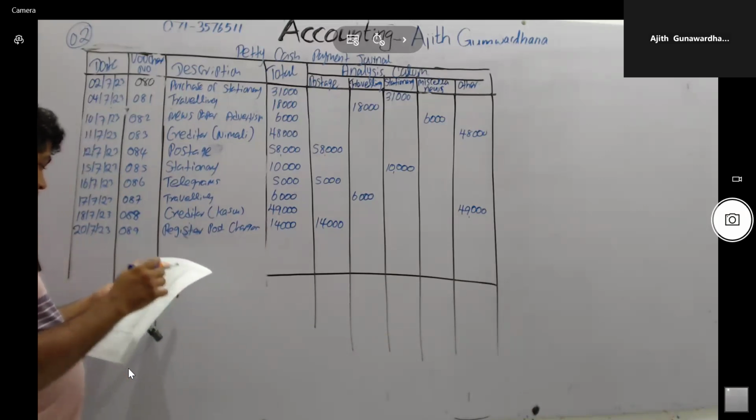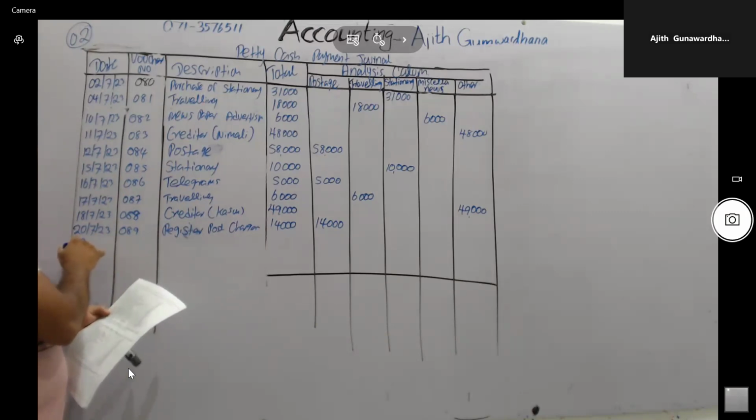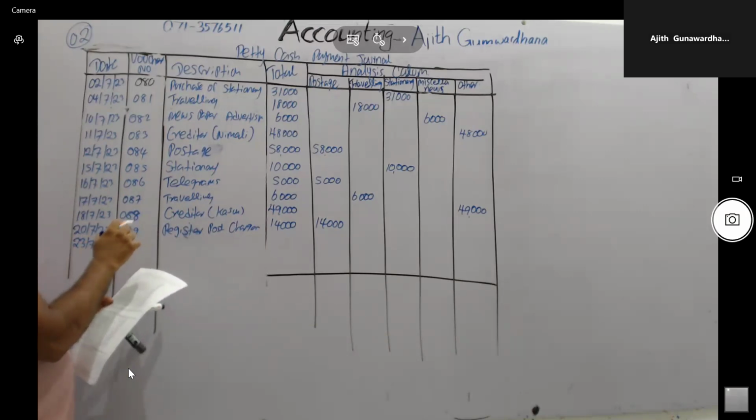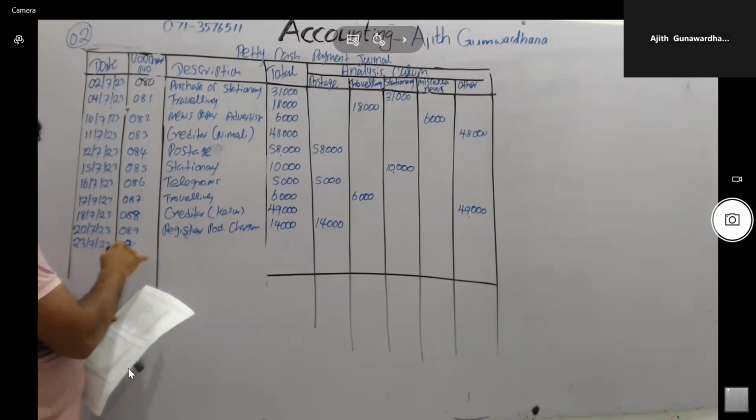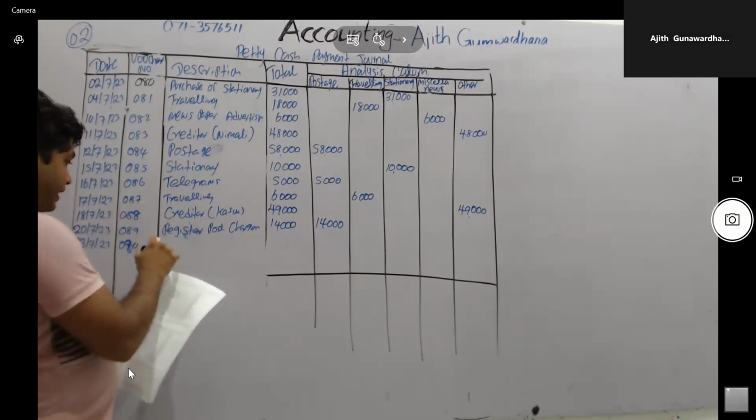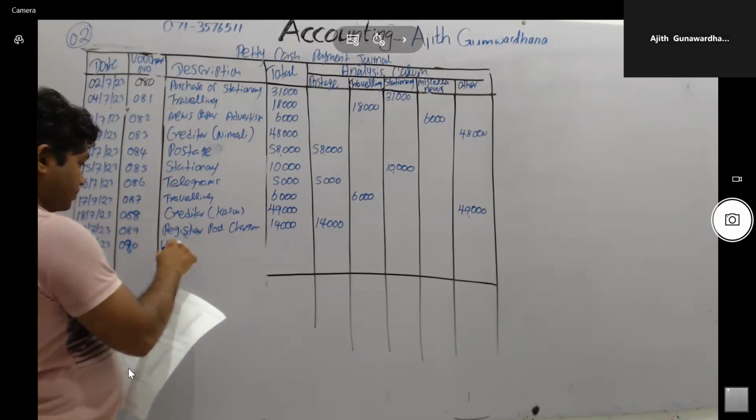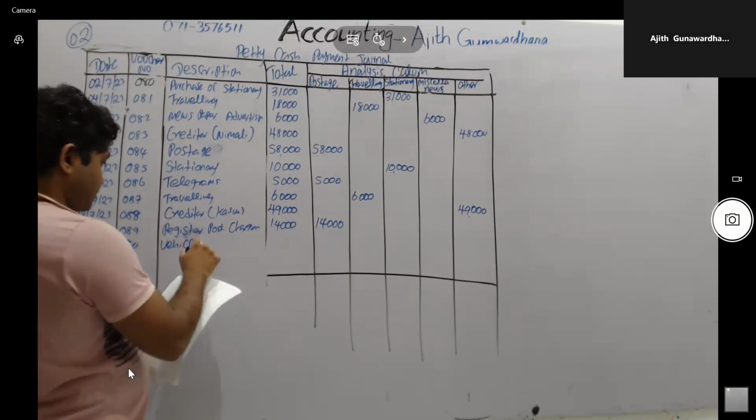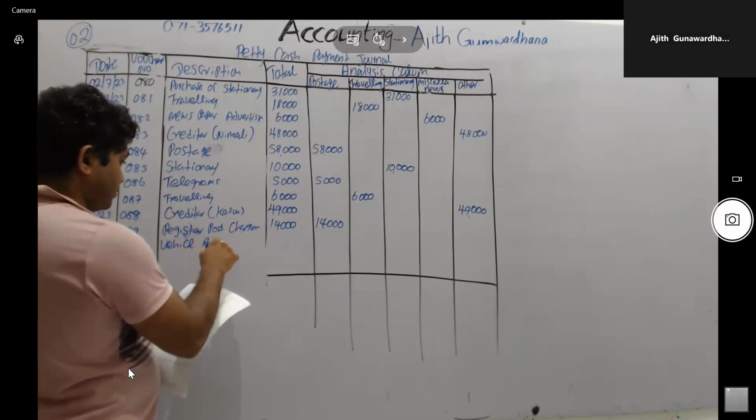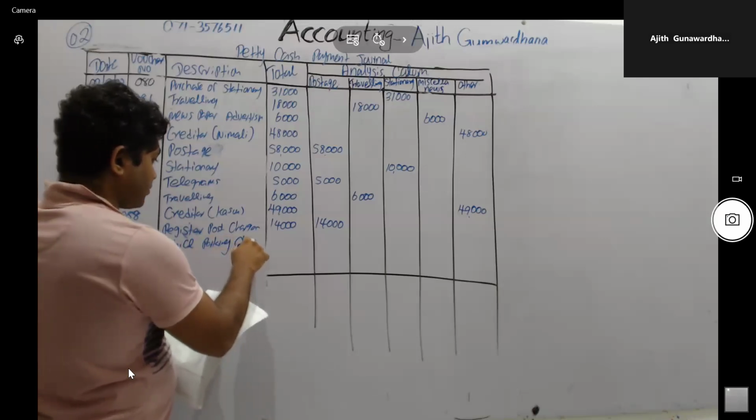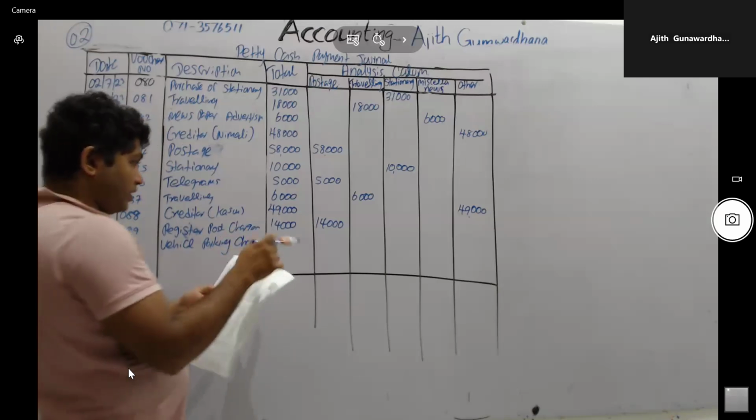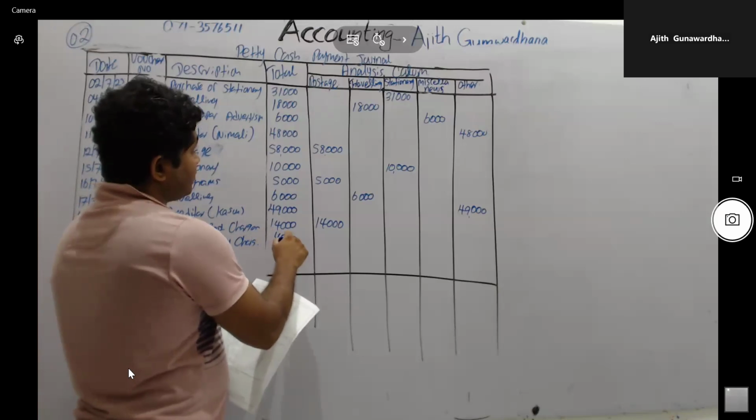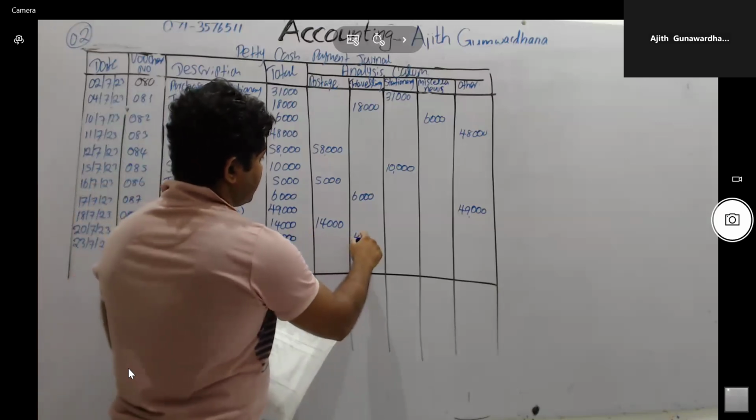Next one, vehicle parking charges, 23 July 23, 090. Vehicle parking charges, value equals 4,000. Also part of traveling.